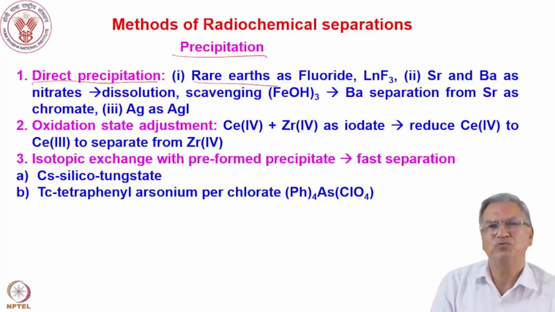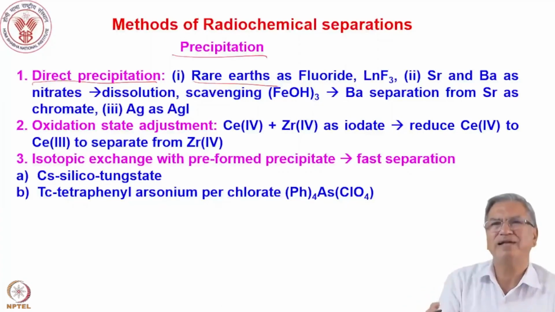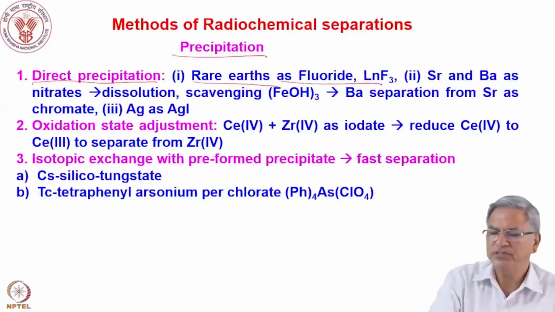So you can do gamma spectrometry, you can separate, or you have to go for some complexing agents. They can complex one metal ion, keep it in the solution form, while others remain in precipitate. So rare earths can be separated as fluorides.